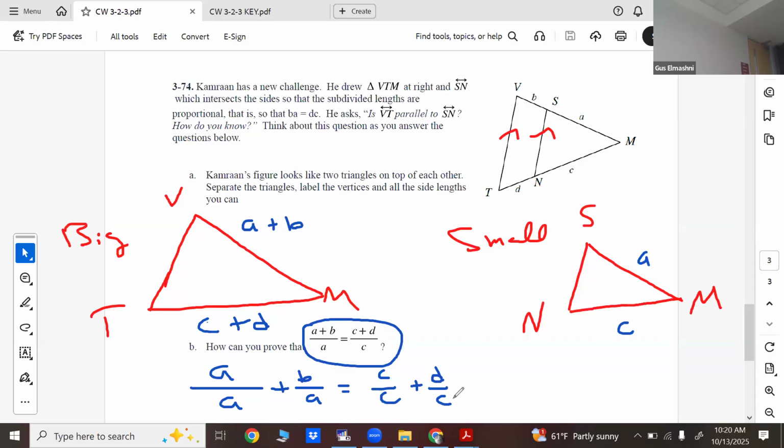If I showed you these two fractions initially, yeah, same denominator, let's combine it. But I'm breaking it apart. Why? Because what does A over A reduce to? What does C over C reduce to? Okay, that's good.